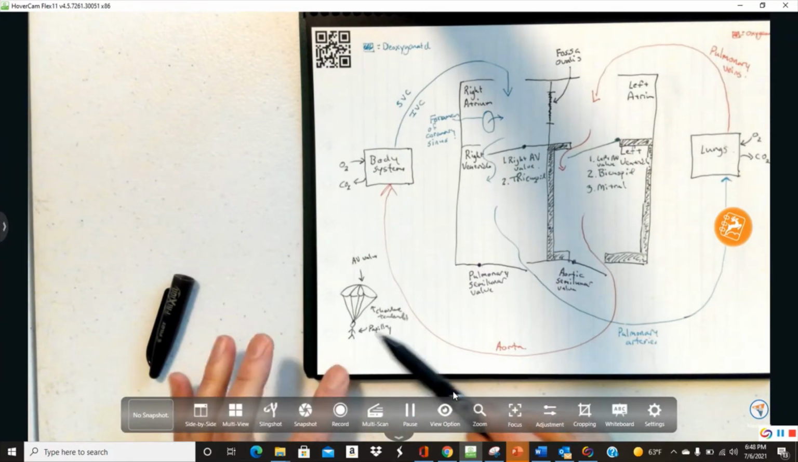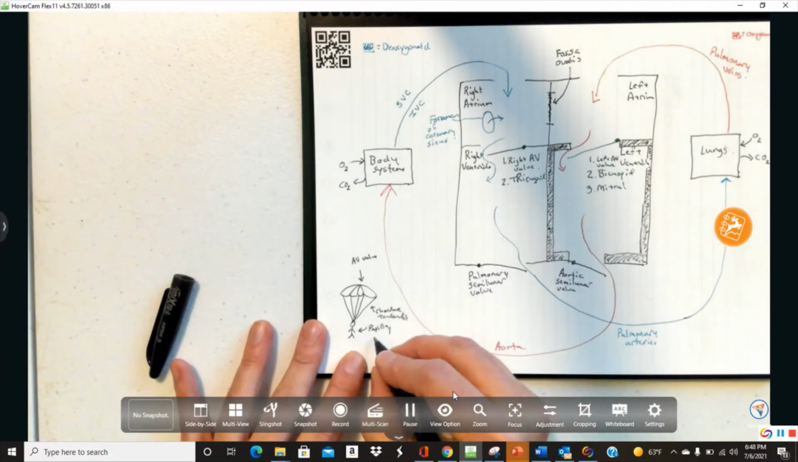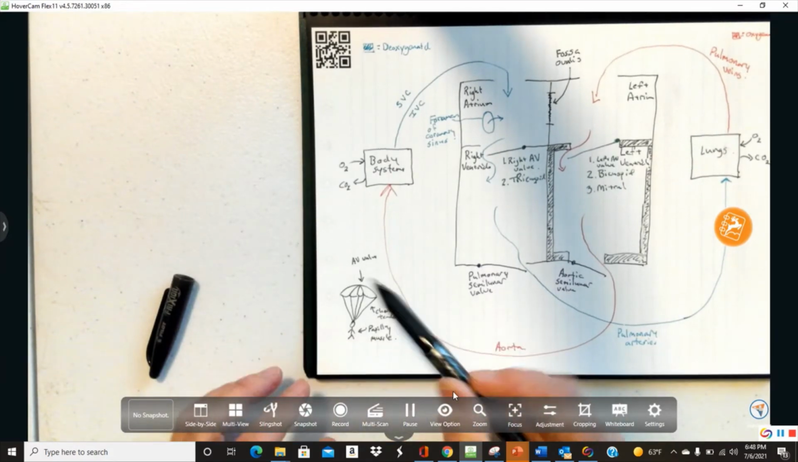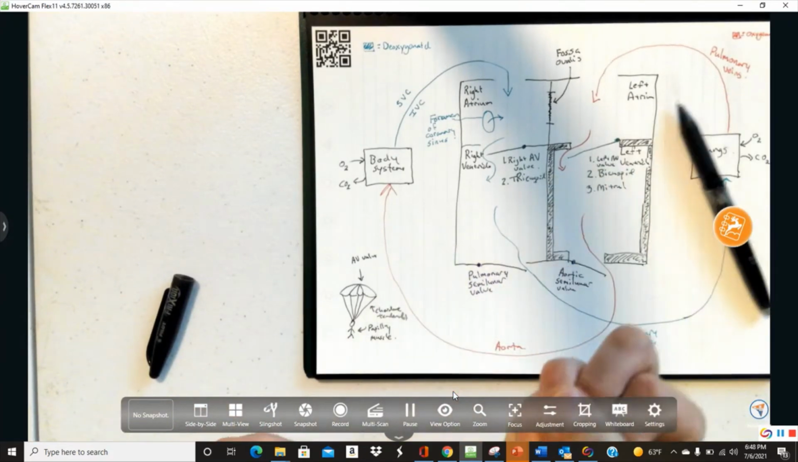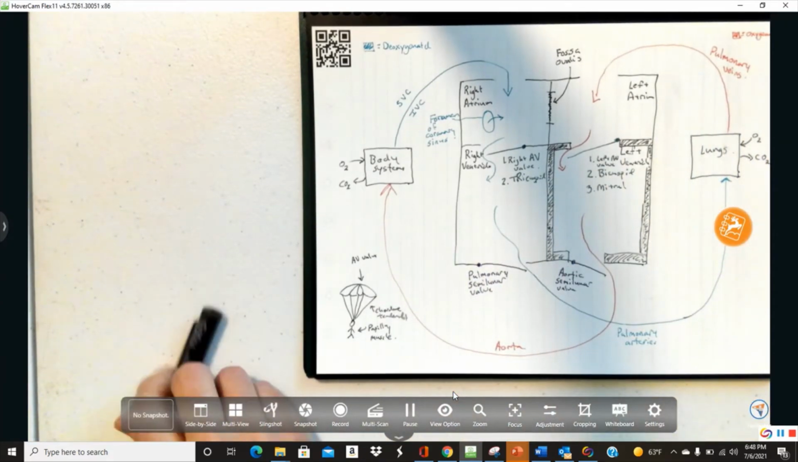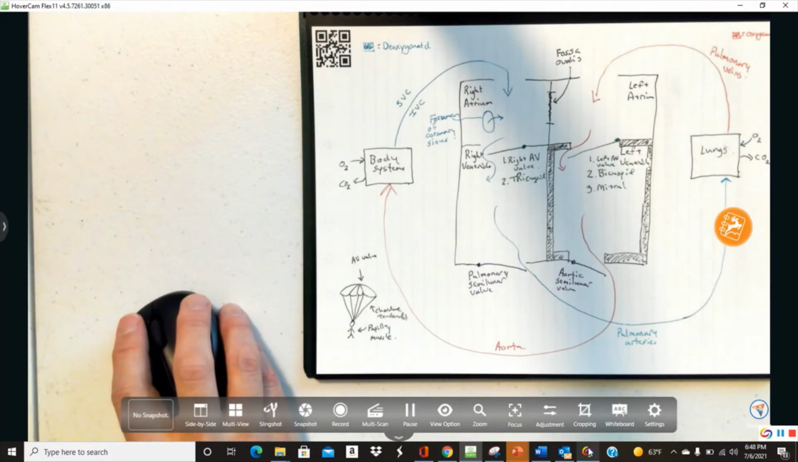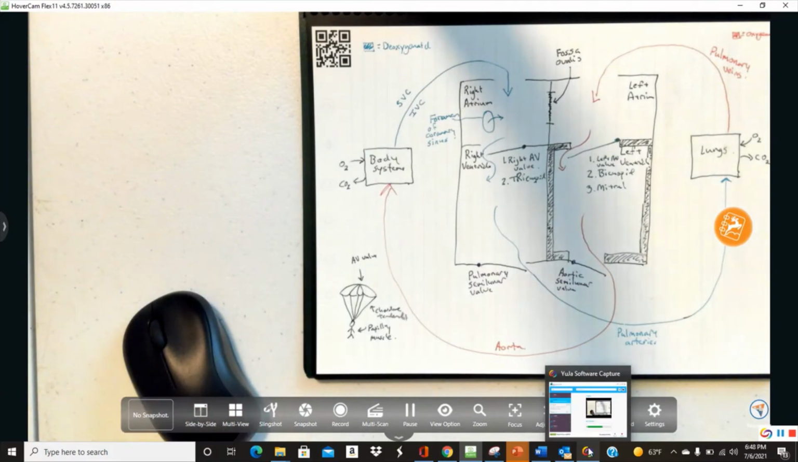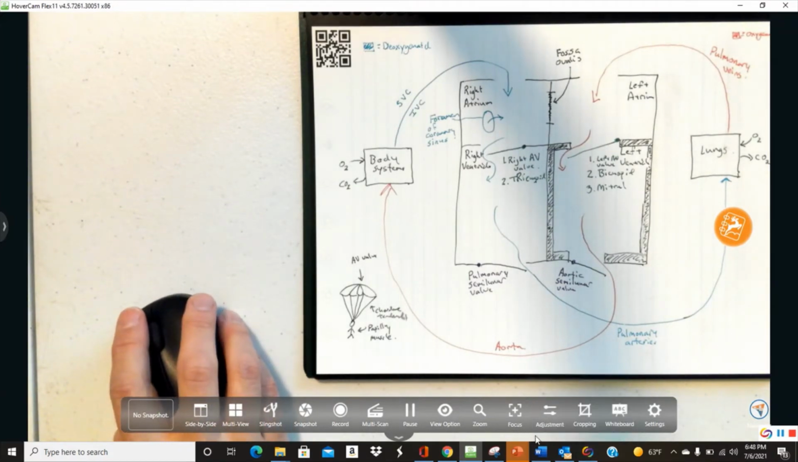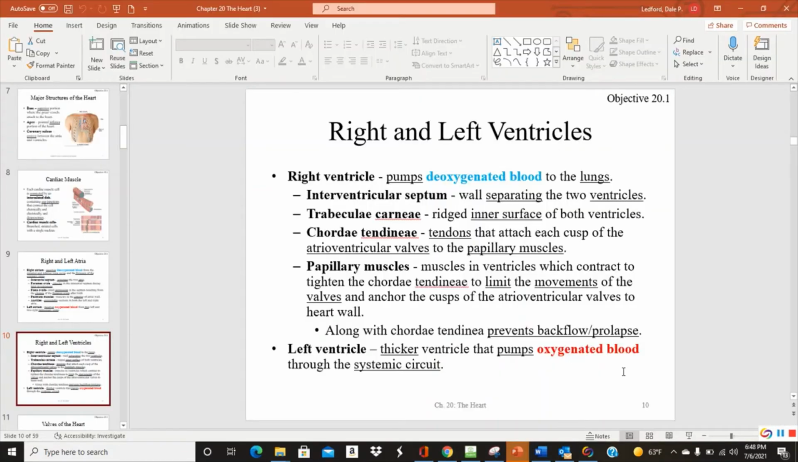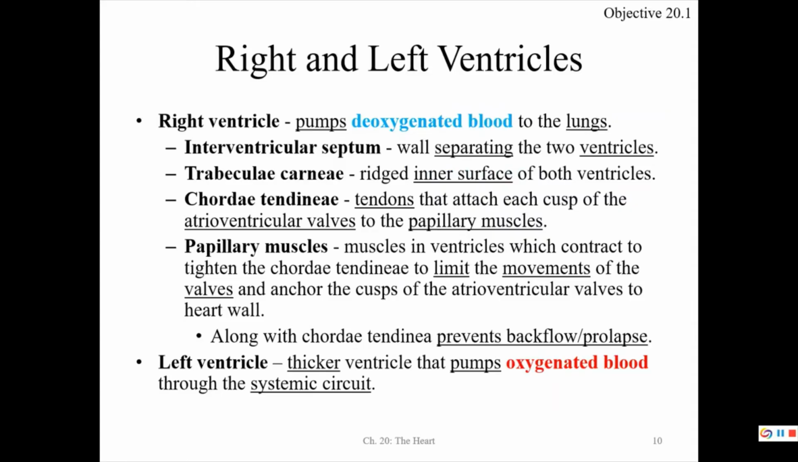So the papillary muscles attach to the chordae tendineae, and they keep the valves closed during ventricular systole, opposing the force of ventricular systole, keeping the AV valves closed during cardiac ejection. So very important is that sometimes they're too long or too loose, they become loosened. That can cause a regurg or a prolapse. It prevents the backflow of blood, called a prolapse. Your left ventricle is thicker because it has to pump blood through the systemic circuit. It's got to go through all the body systems.